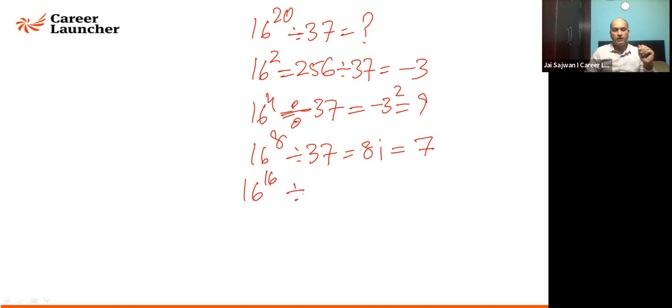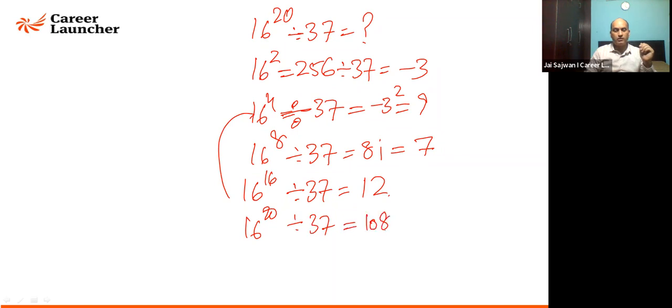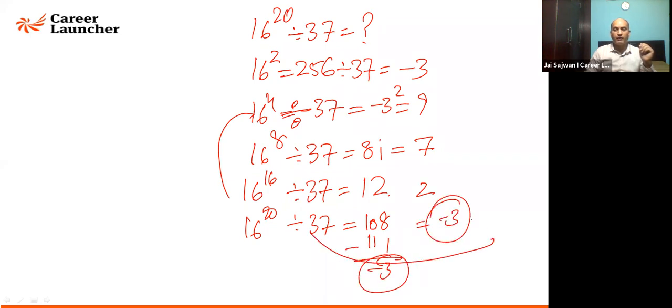16 to the power of 16. I'll say it is 49. The remainder comes out to be 12. Now 16 to the power of 20. I'll multiply both of these values. Can I say it is 12 nines are 108. 37 threes are, 3 sevens are 21, it is 111. Remainder is minus 3. So I can say remainder is coming out to be minus 3. Don't worry, whenever remainder is negative, add a divisor to it. Answer is 34. I believe it is clear now to everyone.